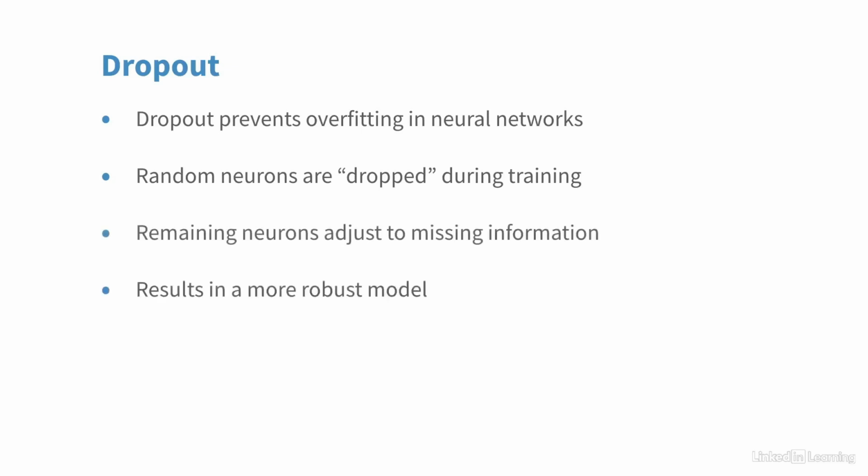The remaining neurons need to learn to compensate for the missing information, and this prevents the model from relying too heavily on any single neuron. During testing, all the neurons are used, but the dropout rate scales down their outputs to account for the increased number of active neurons.